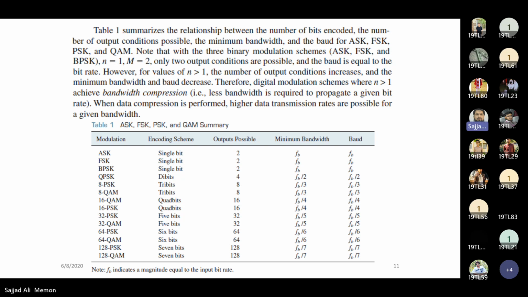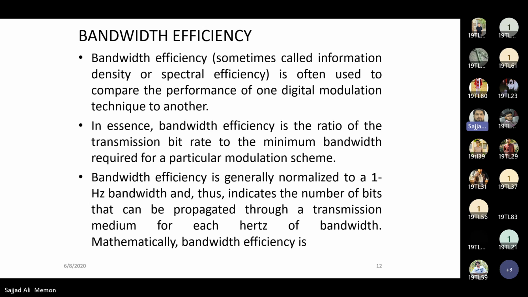This table summarizes the relation between the number of bits encoded, number of output conditions, minimum bandwidths, and the baud for all the modulation schemes: ASK, PSK, FSK, QAM. Then we have bandwidth efficiency, sometimes called information density or spectral density, which is often used to compare the performance of one digital modulation technique to another. In a sense, bandwidth efficiency is the ratio of the transmission bit rate to the minimum bandwidth. That means how many bits we can transmit per hertz. That is the bandwidth efficiency.